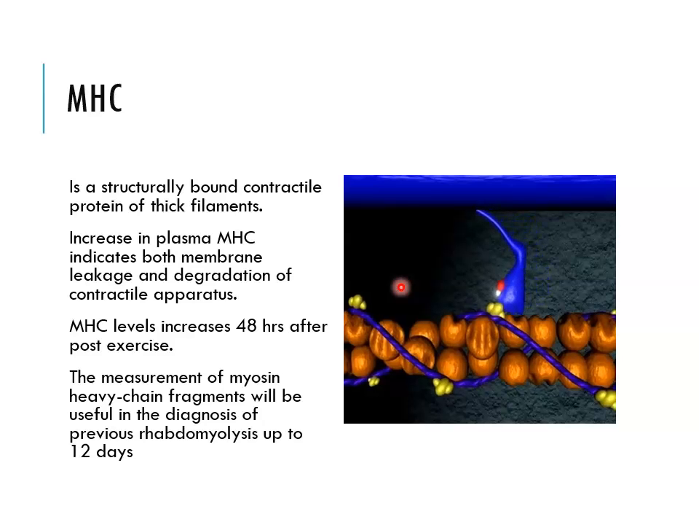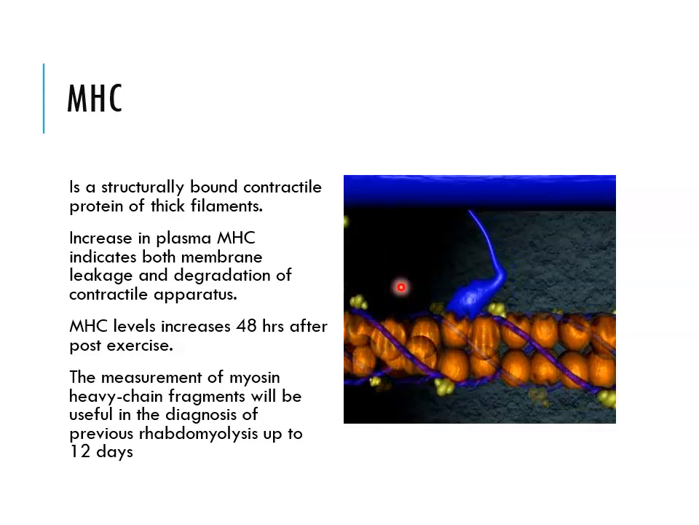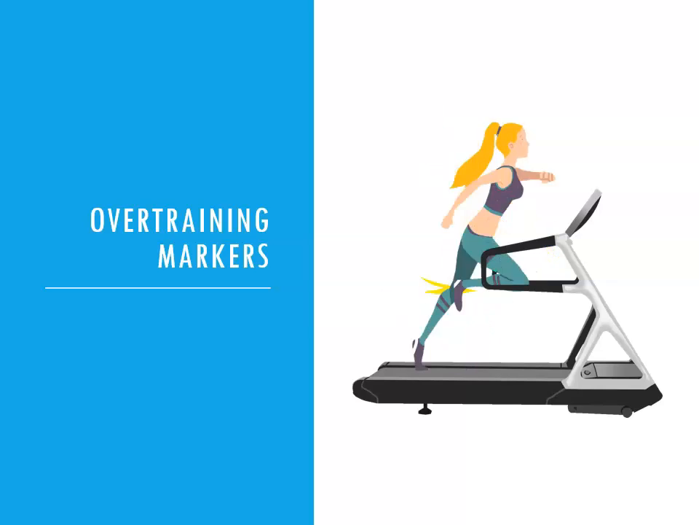So myoglobin is the quick marker to identify muscle damage, which means within 4 to 6 hours we can identify the muscle damage by estimating myoglobin levels. However, estimation of serum enzymes and myosin heavy chain fragments will be helpful in the delayed diagnosis of muscle damage. Which means after a few days, if you want to diagnose whether muscle damage has happened or not, we can choose these parameters. Now let's check out the biochemical markers of overtraining.